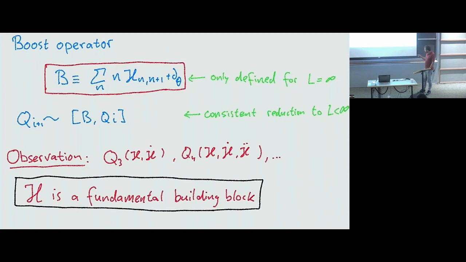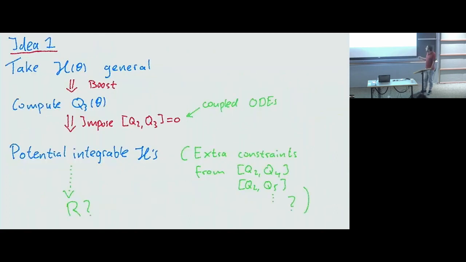So this basically means that we had the idea to, rather than focus on the R matrix, take Hamiltonians as a starting point. So the idea was to take a Hamiltonian, h of theta, of some size. You can take any size you want. And we take the entries to be general functions of theta. So if it would come from an R matrix, we could take the boost and generate Q3. So that will depend on the Hamiltonian and its derivatives. And then we can just impose that Q2 and Q3 need to commute.